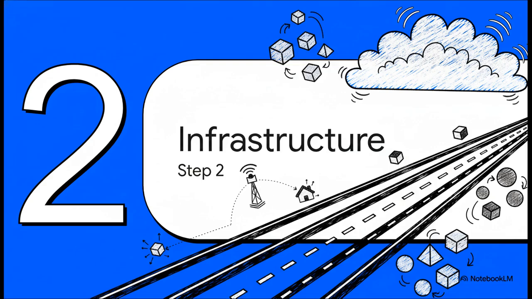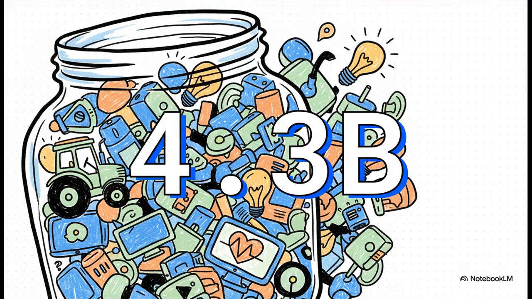Moving on to step 2, infrastructure and scalability. All right, so our gateway has gathered the local data. Now we need the massive digital highways to actually transport it. But we hit a major roadblock, 4.3 billion. I really want that number to sink in for a second. That was the absolute, hard physical limit of unique addresses under the old IPv4 standard.